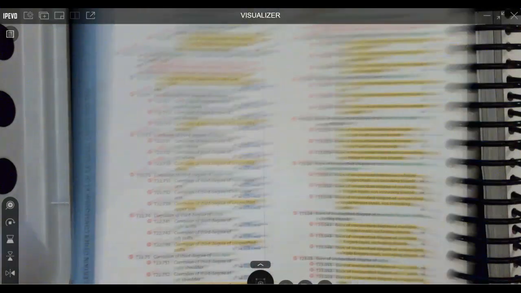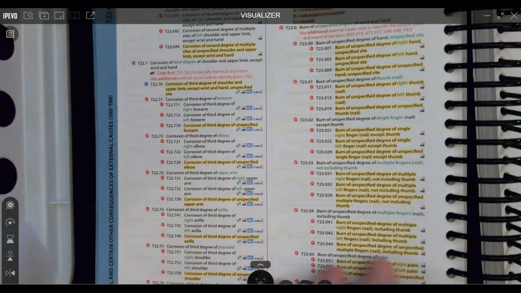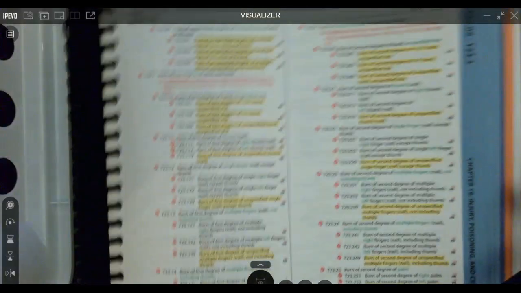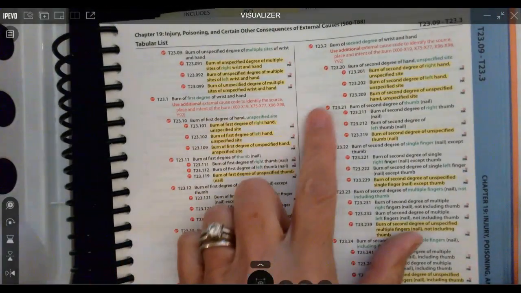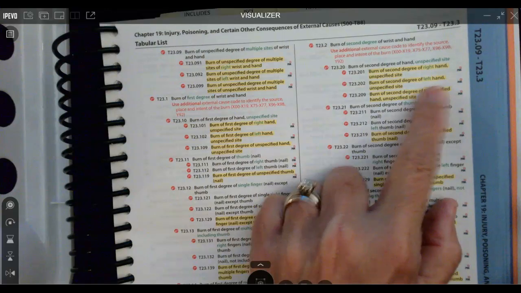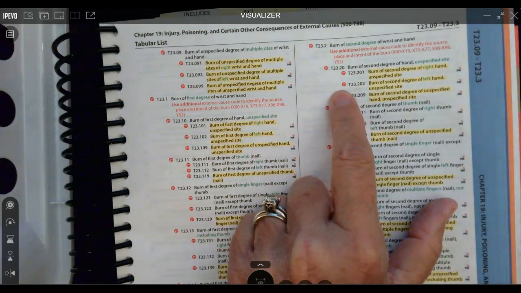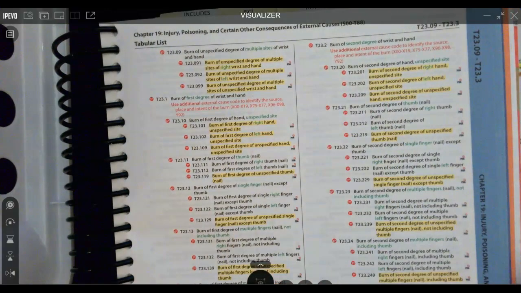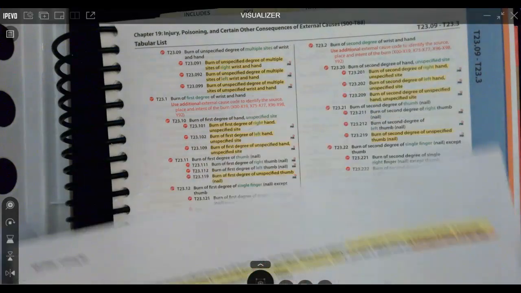Okay. Let's go to T23.202. A couple pages back. To our T23.202, burn of 2nd degree of left hand. And that's all we have, 7th character. So in this one too, actually these two, let's make sure.